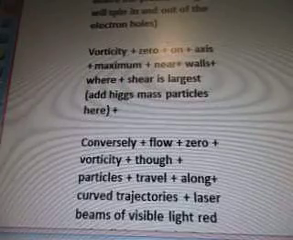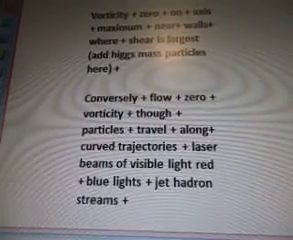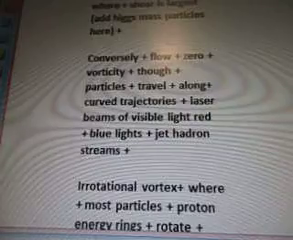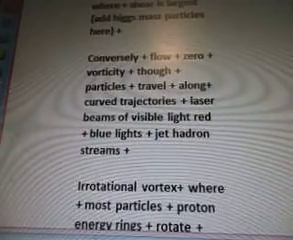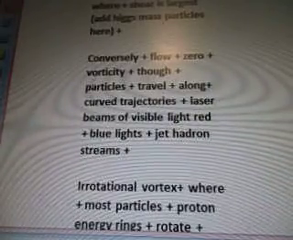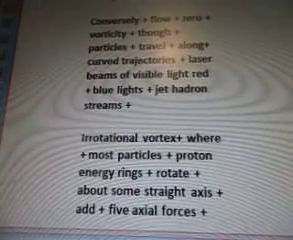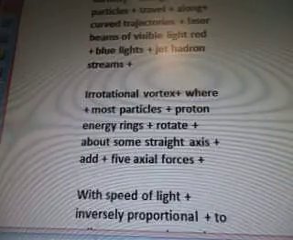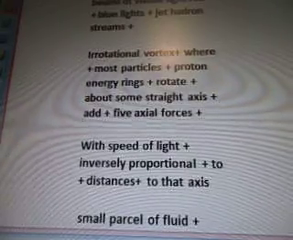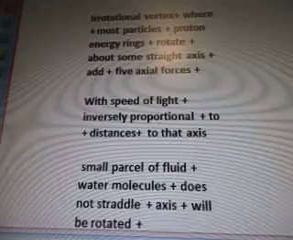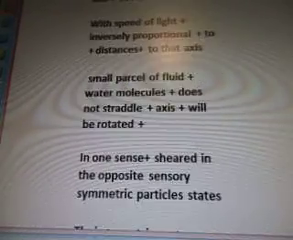Vorticity 0 on axis, maximum near walls, where shear is largest. Add Higgs mass particles here. Conversely, flow with 0 vorticity, though particles travel along curved trajectories, laser beams of visible light, red, blue lights, jet hadron streams. Irrotational vortex, where most particles, proton energy rings, rotate about some straight axis. Add 5 axial forces. The speed of light inversely proportional to distances to that axis.